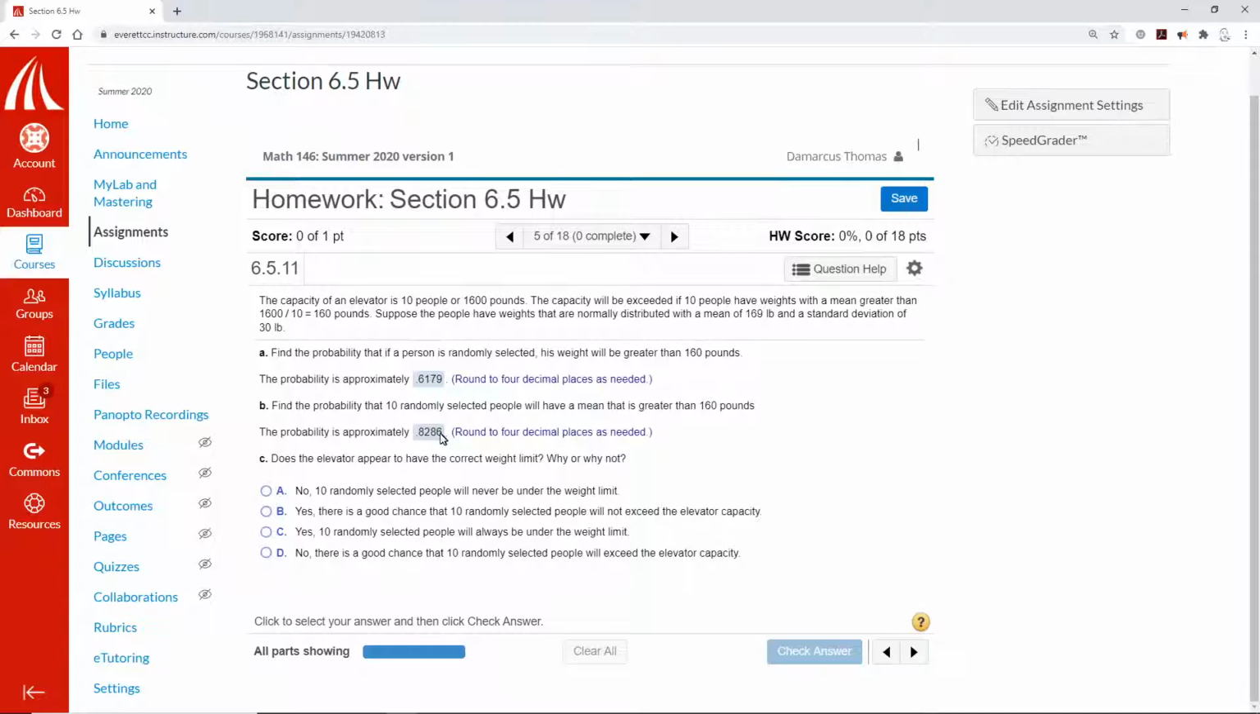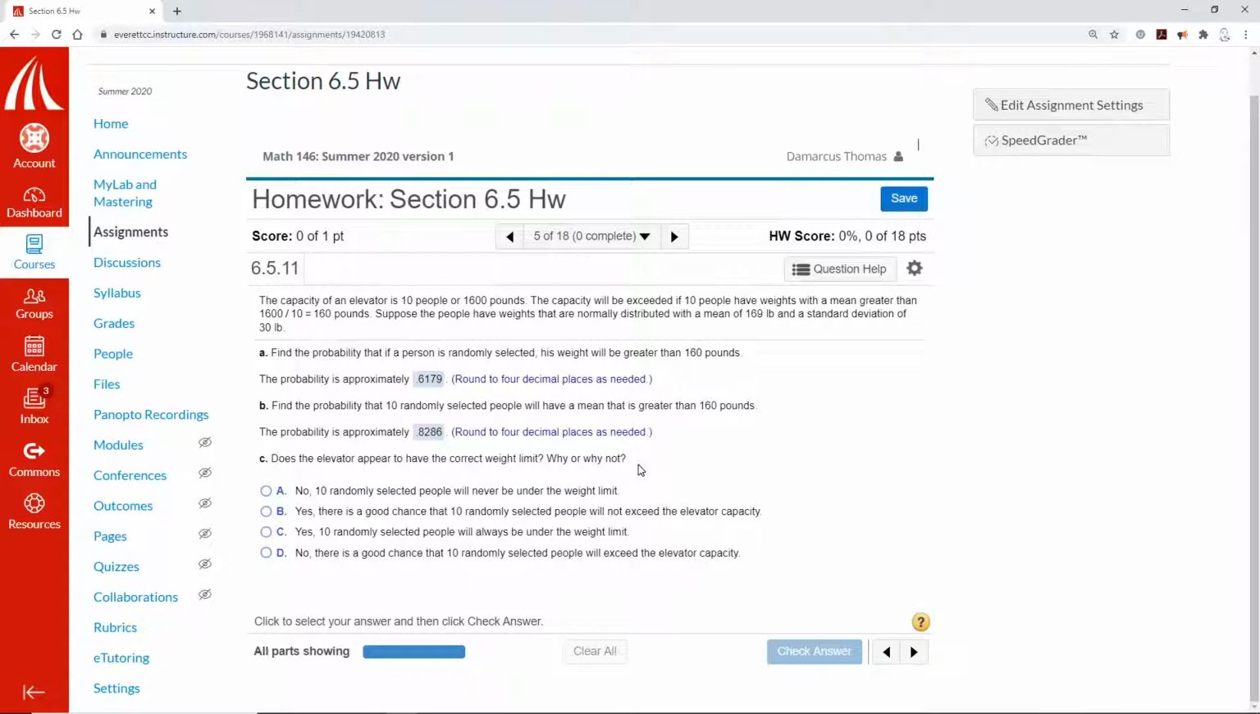All it takes for the elevator to be at capacity is 10 people who weigh 160 or more. The chance of that happening is extremely great. The probability that there'll be 10 people with a mean weight, the average of everybody's weight, greater than 160 is 0.8286 according to the mean and deviation. So does the elevator appear to have the correct weight limit? Why or why not?